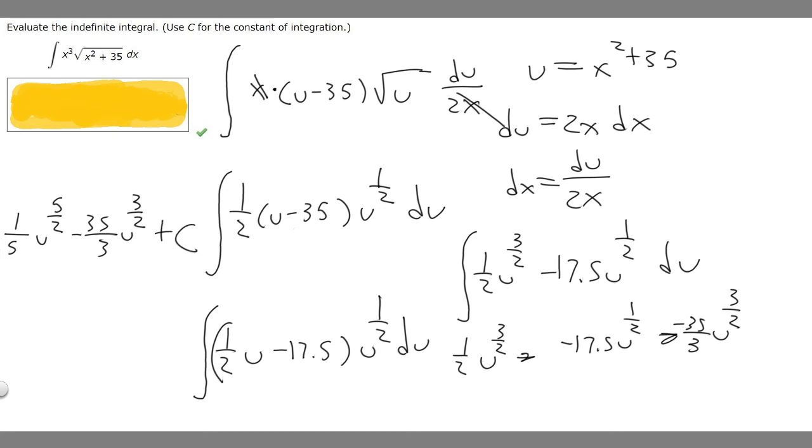So now we're almost done. All we have to do is replace u with what we chose u to be. We know u is x squared plus 35. So let's just write out our answer. We have 1 over 5 times x squared plus 35 to the 5 over 2, minus 35 over 3 times x squared plus 35 to the 3 over 2, then plus c. So this right here is going to be our final answer.